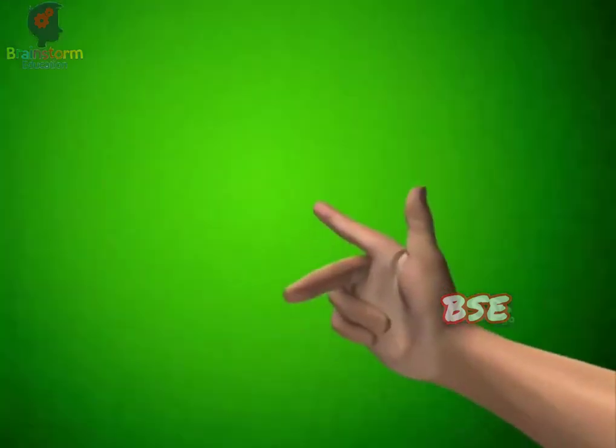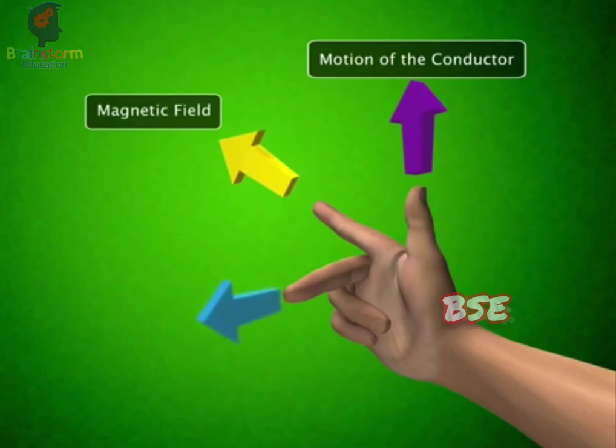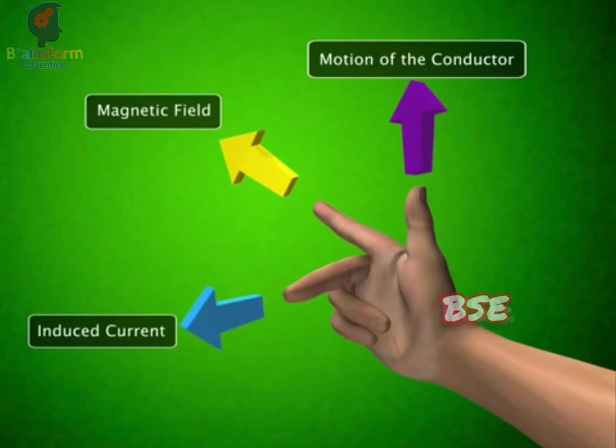For Fleming's right-hand rule, hold the thumb and first two fingers of the right hand in such a manner that they are mutually perpendicular to each other. The thumb indicates the motion of the conductor. The index finger indicates the direction of the magnetic field. And the second finger shows the direction of the induced current.